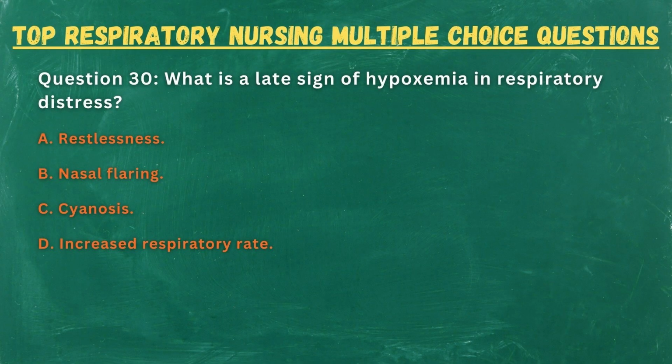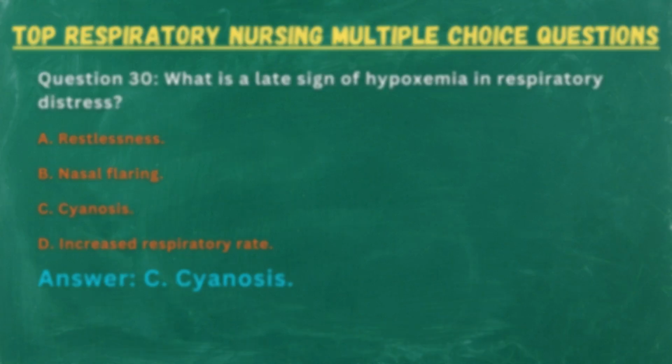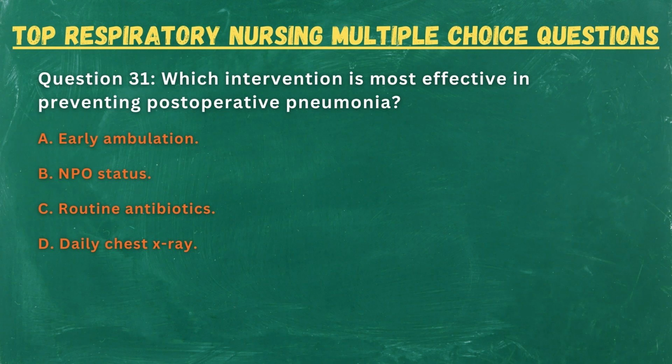Question 30. What is a late sign of hypoxemia in respiratory distress? A. Restlessness. B. Nasal flaring. C. Cyanosis. D. Increased respiratory rate. Answer: C. Cyanosis. Question 31. Which intervention is most effective in preventing postoperative pneumonia? A. Early ambulation. B. NPO status. C. Routine antibiotics. D. Daily chest X-ray. Answer: A. Early ambulation.